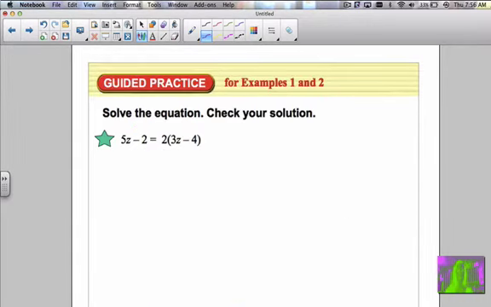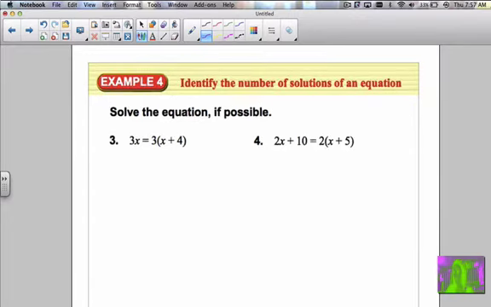Okay, try this one on your own. This one does have the distributive property as well. All right, this one's a little bit different. Sometimes when you solve a problem, you're going to have it come across that there is no solution or there are solutions that are all real numbers. So let's look at some of these examples.